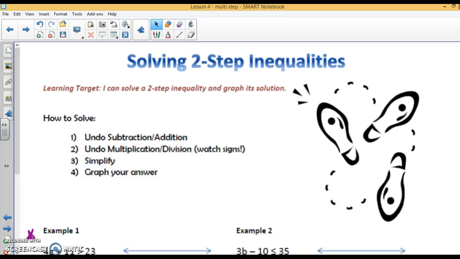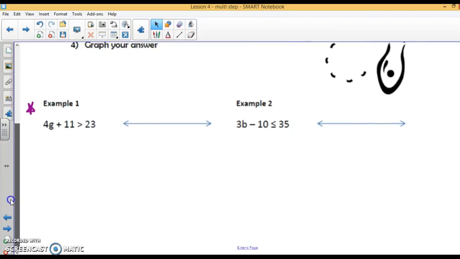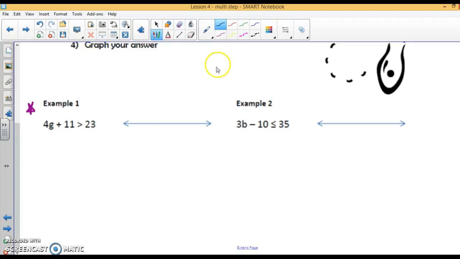Now, you want to solve these inequalities just like solving equations. But you need to remember, if you multiply or divide both sides by a negative, you need to switch the inequality. My other recommendation is that your variable is always on the left at the end so you can graph it. Now, let's solve this one.